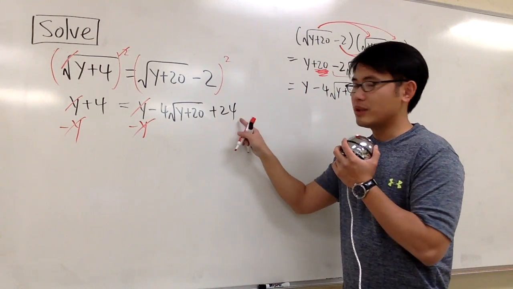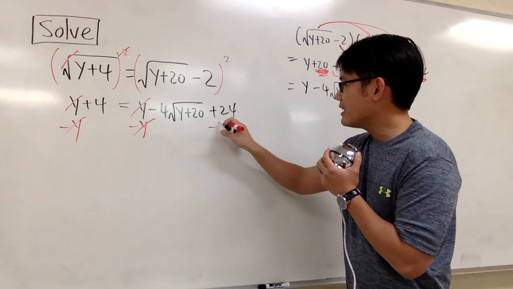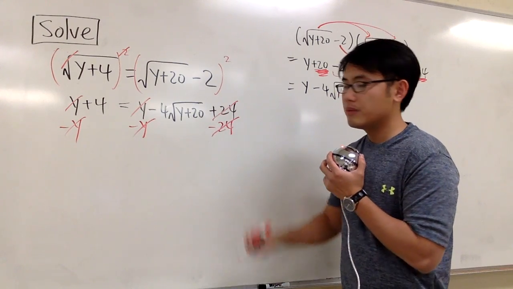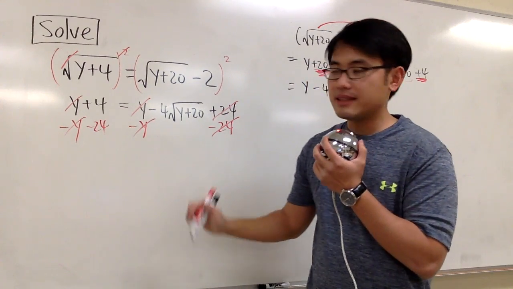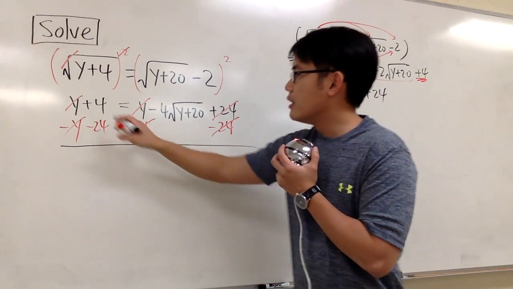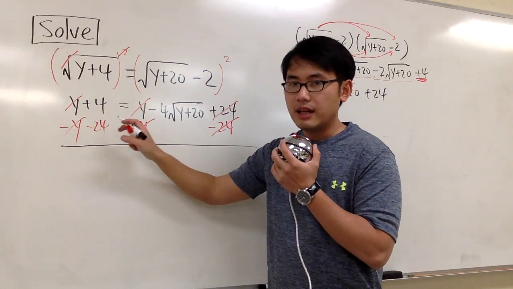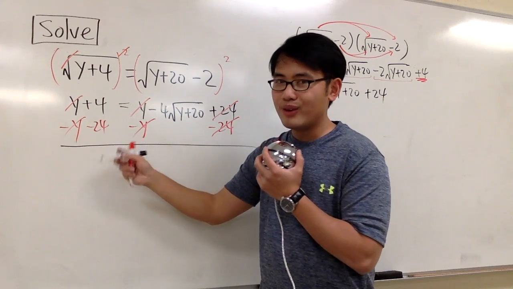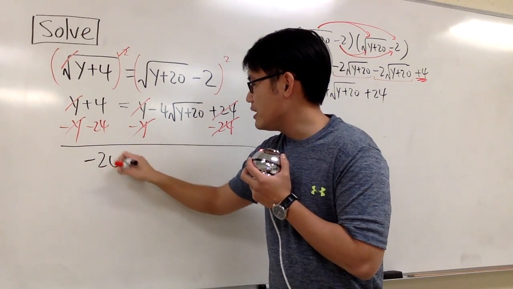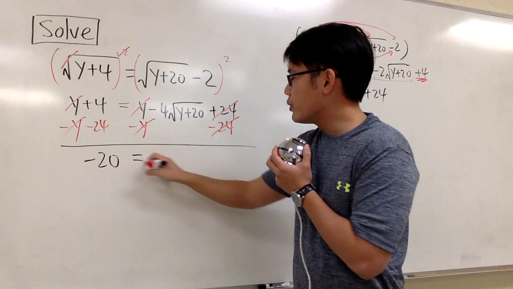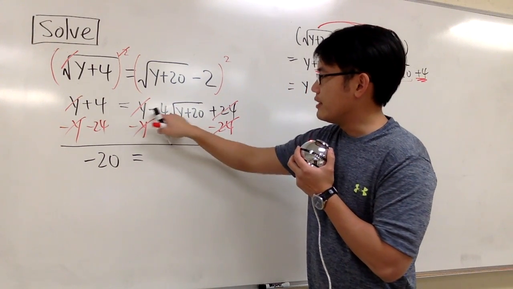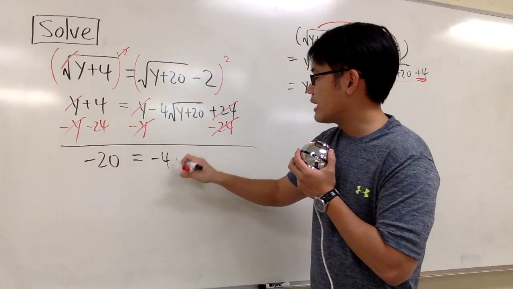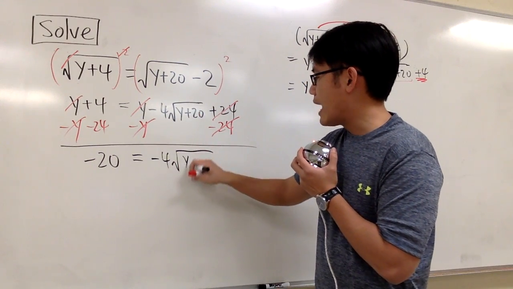Alright, here we have plus 24. We don't want that. So that's minus 24 here, so that they cancel. And then I will also minus 24 on the left-hand side. And now let's continue from here. This is positive 4 minus 24, which is what? Minus 20. And then this is equal to negative 4, so be careful writing down the negative 4 times square root of y plus 20.